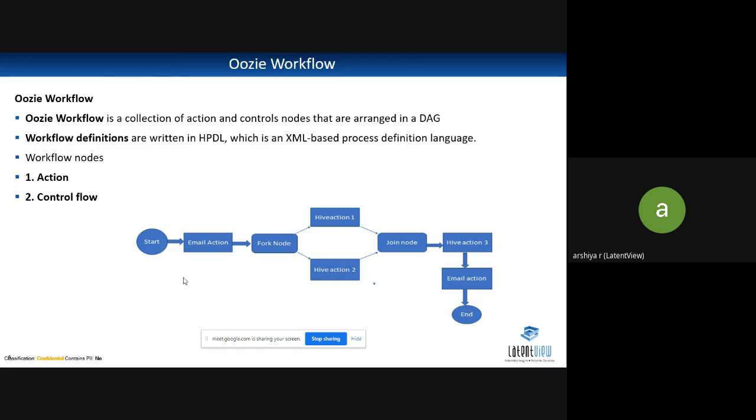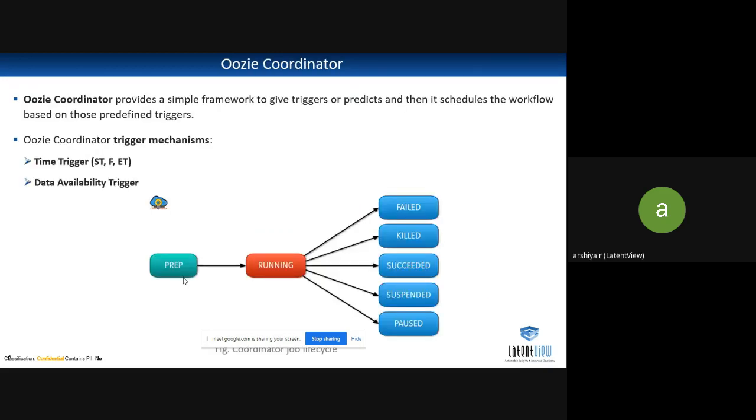Okay, guys, now let's move on to Oozie Coordinator. Next slide. Talking about Oozie Coordinator, it is basically a framework. There will be a few triggers provided, and we can schedule the workflow job based on those predefined triggers. There are actually two types of triggers in Coordinator. One is a time trigger, and the second one is a data availability trigger.